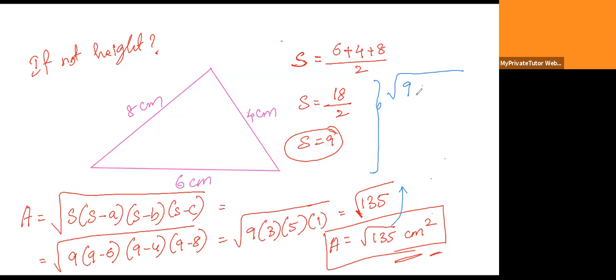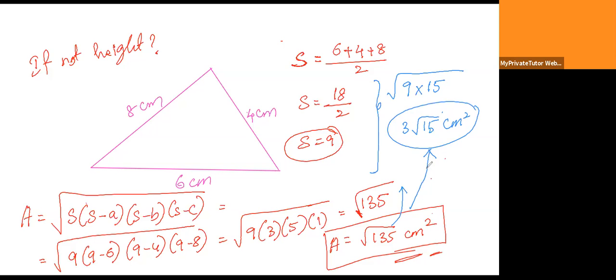We can divide this 135 by 9, which is 9 times 15. So square root 9 can be written as 3. So 3 root 15 is the answer. 3 root 15 centimeter square is the answer. Okay. Sorry, I forgot to add that point.